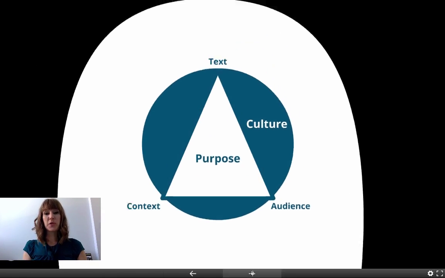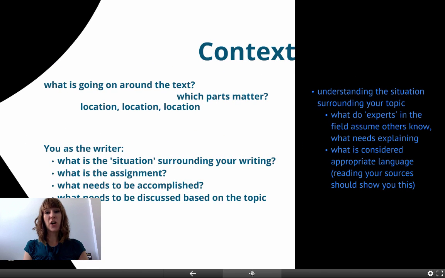So the next piece we're going to look at is the context. So what is surrounding all of the text? What is going on around it? Which parts matter? What's the location? Is it digital, or is it within an office, or is it in front of a classroom? So you as the writer need to understand what is the situation surrounding your writing, and this also has a lot to do with your secondary sources.